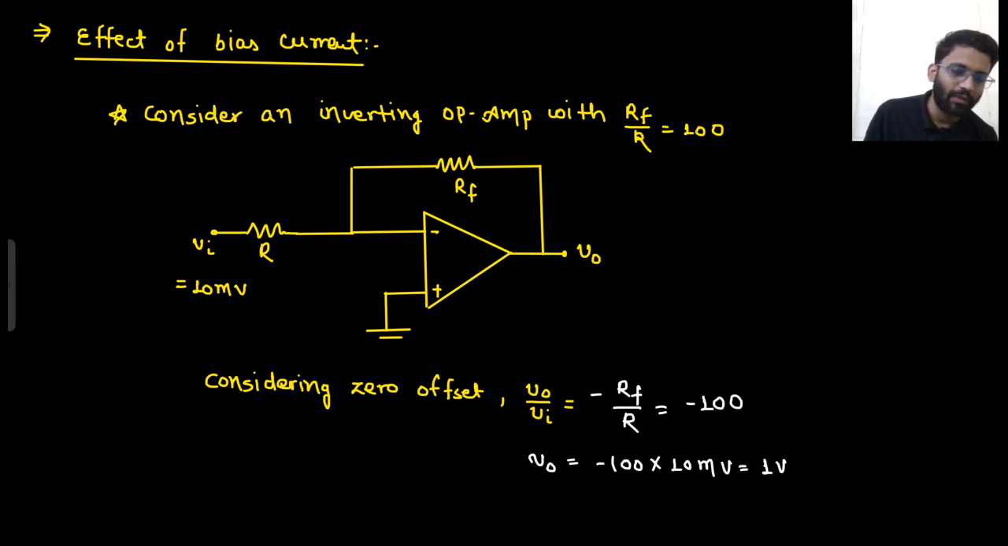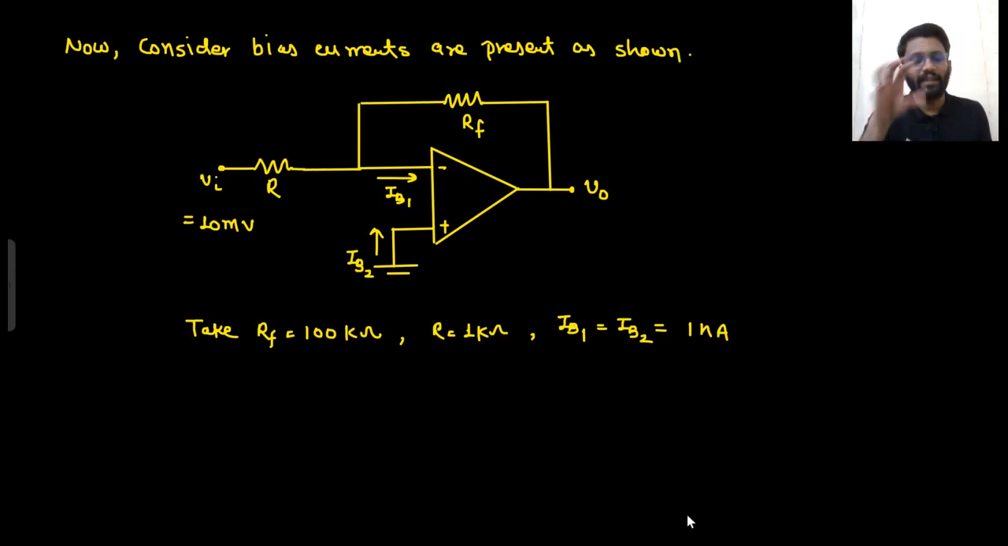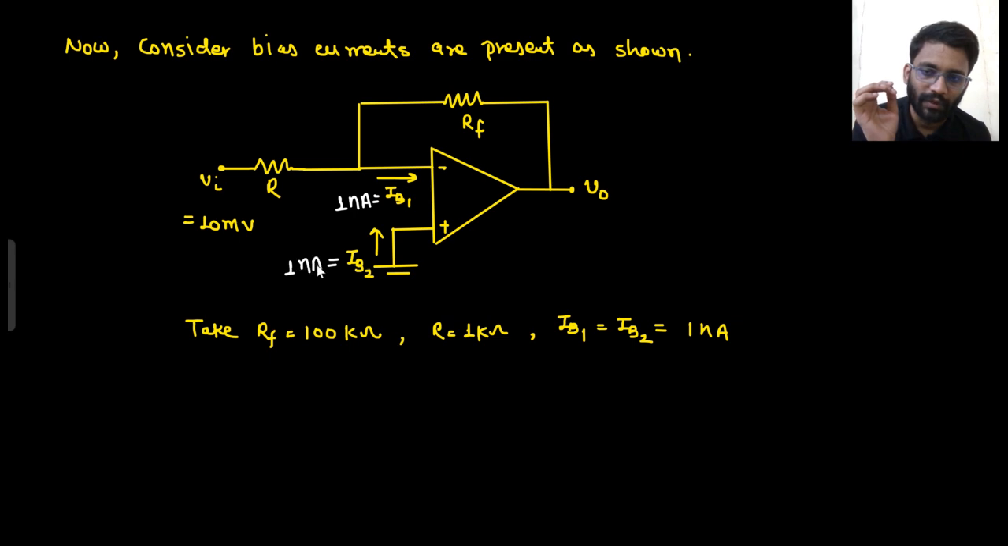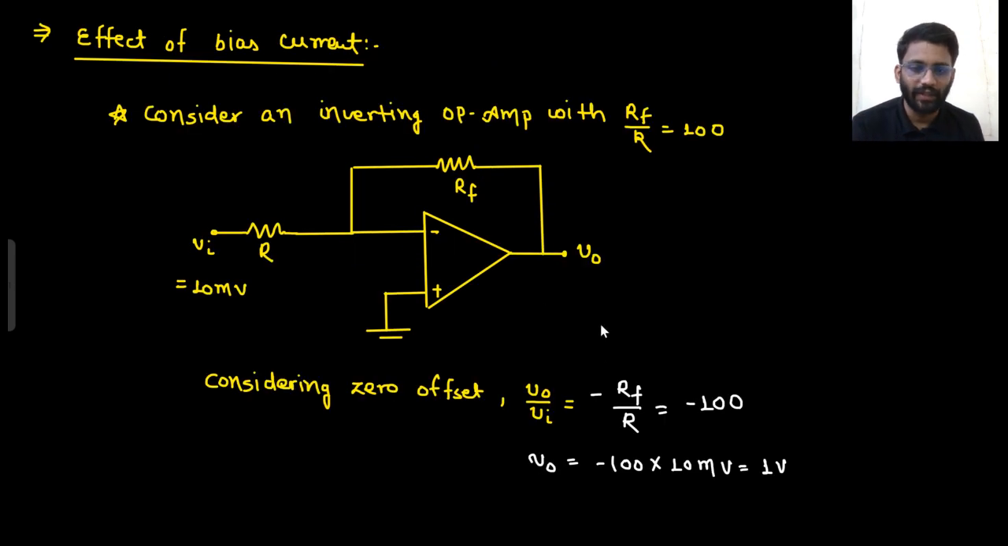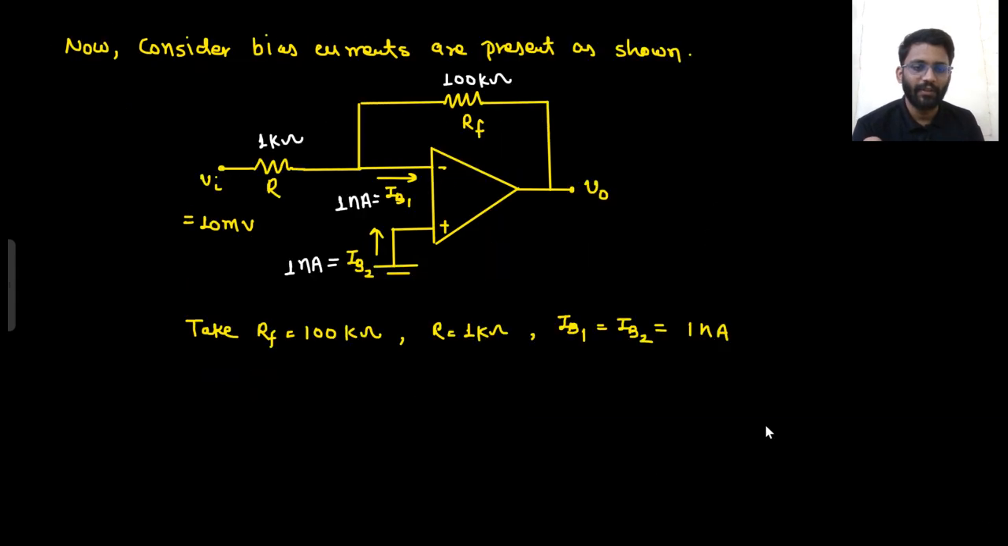But now you are having some bias current or offset current. So they have given IB1 and IB2 are both 1 nanoampere. RF is 100 kilo ohm and R1 is 1 kilo ohm. The same circuitry is there. RF by R is 100 only. But to solve this particular problem, I need the value of RF as well. So I have given this value here. RF is 100 kilo ohm and R is 1 kilo ohm.